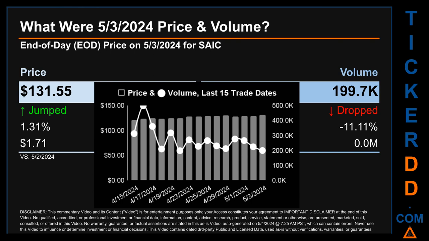The graph shows price and volume for the last 15 trade dates. Across a range of $10.39, the max and minimum end-of-day price were respectively $131.55 and $121.16. Volume saw a range of 300.3 thousand, from a day low of 198.9 thousand to a day high of 499.3 thousand.